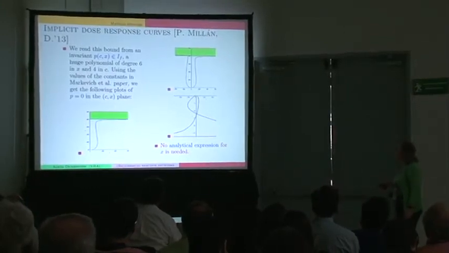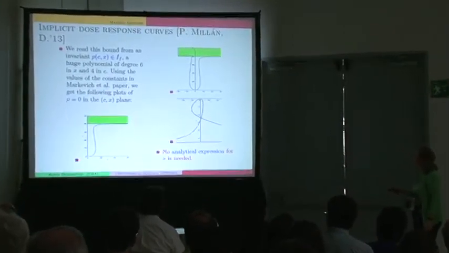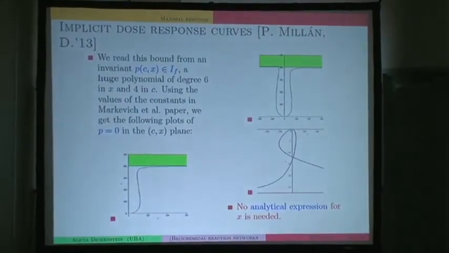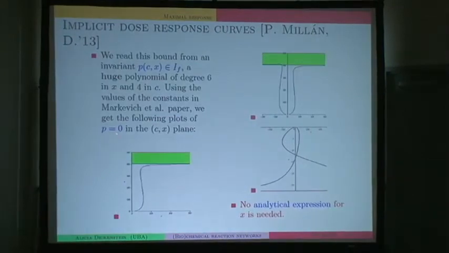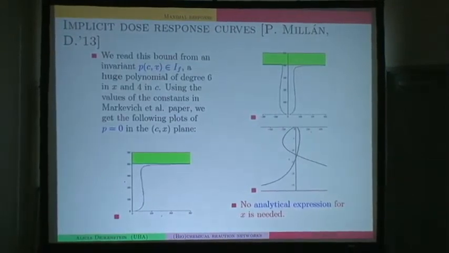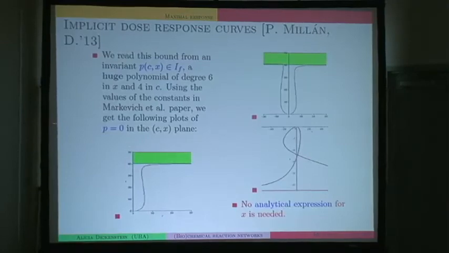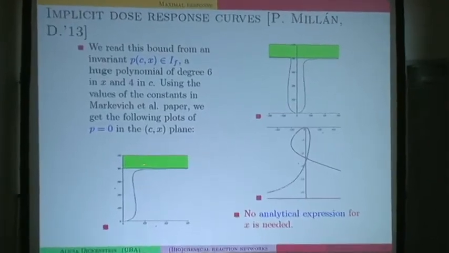So the picture is the following. Here my coordinates are C, the total concentration of enzyme, and this is X, the doubly phosphorylated substrate at steady state. The picture is a curve like this, and maybe you realize that for some values of C, there are 3 values of X, so there is multistationarity. And this value here is what I call the trivial bound, the bound all along the trajectories, and we were able to find a better bound.